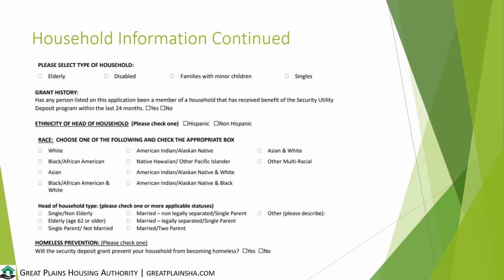On the bottom half of the household information page are more demographic questions. Be sure to check a box for each bolded section. Some sections may have more than one checked box.